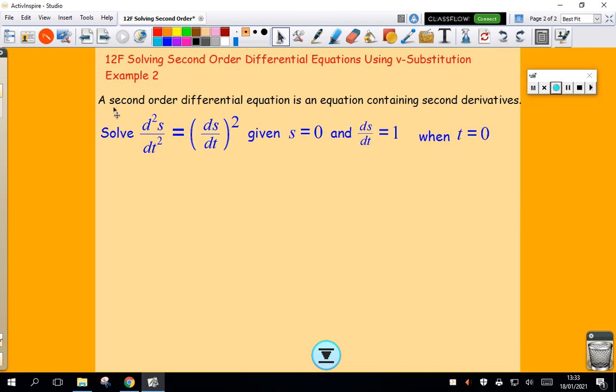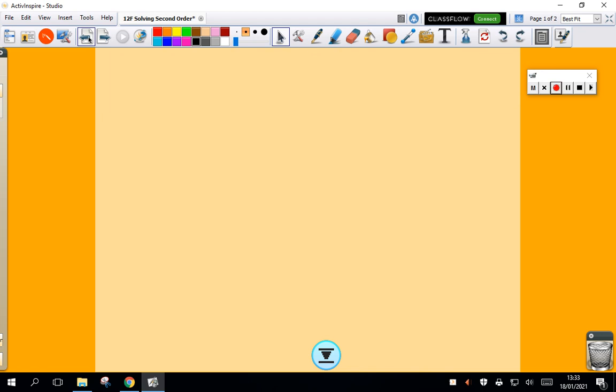Okay, in this class we're going to look at solving second order differential equations using a v substitution, and we're just going to look at a second example. Before I do, I just want to go back. Suppose before I do this problem, I want to find the antiderivative of 1 over 1 minus t. Okay, how can I do that? Maybe it's a standard integral with respect to t.